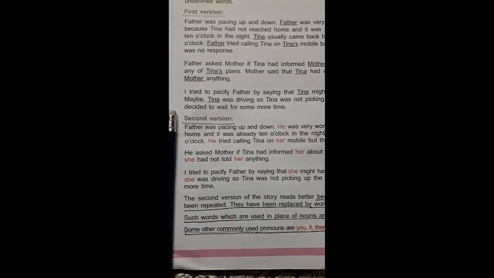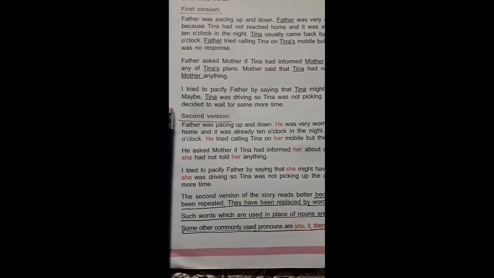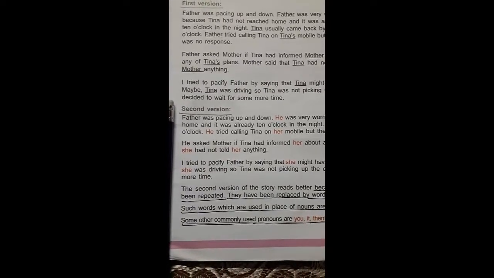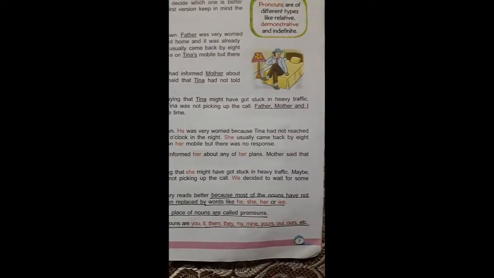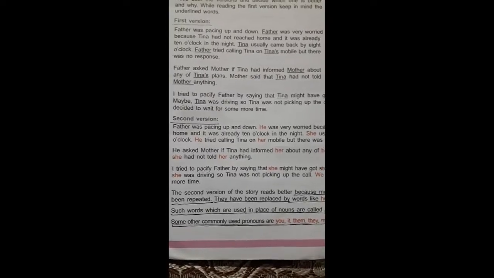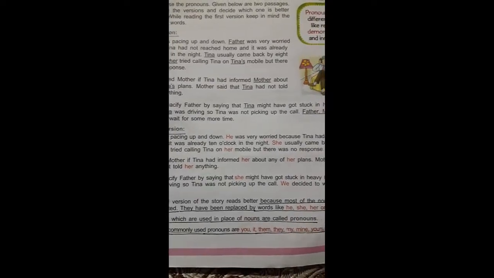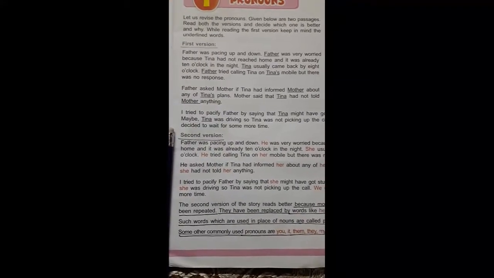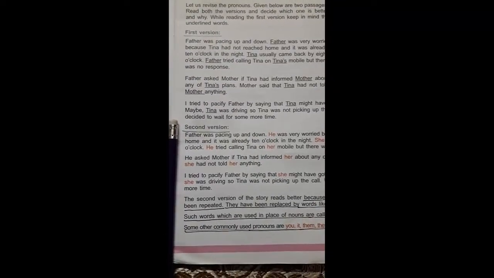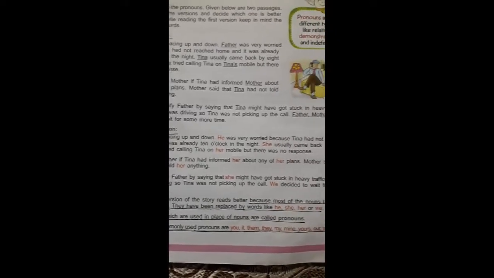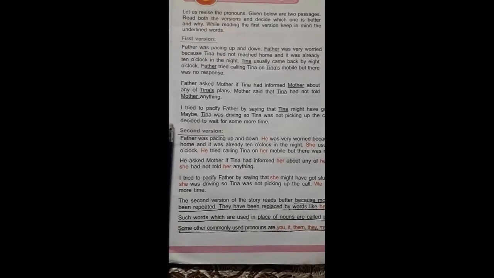Now I will move to second version. Father was pacing up and down. He was very worried because Tina had not reached home and it was already 10 o'clock in the night. She usually came back by 8 o'clock. He tried calling Tina on her mobile, but there was no response. He asked Mother if Tina had informed her about any of her plans. Mother said that she had not told her anything.